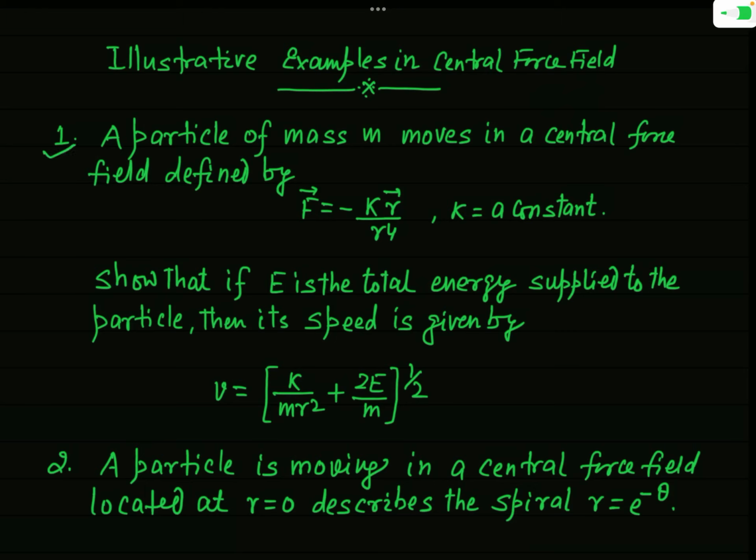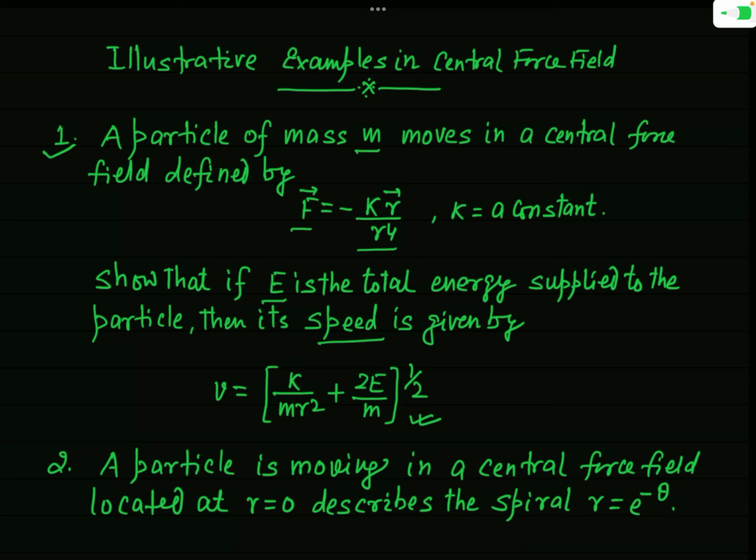The first problem says a particle of mass m moves in a central force field defined by F equal to minus kr over r^4, where k is a constant. Okay, force is defined. Then we have to show that if E is the total energy supplied to the particle, then its speed will be given by this expression. That is v equal to square root of k over mr^2 plus 2E over m. We have to prove this result.